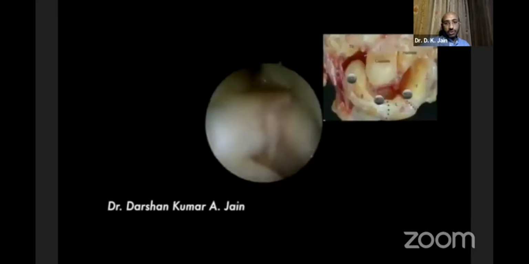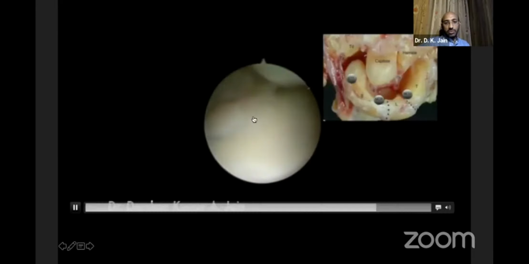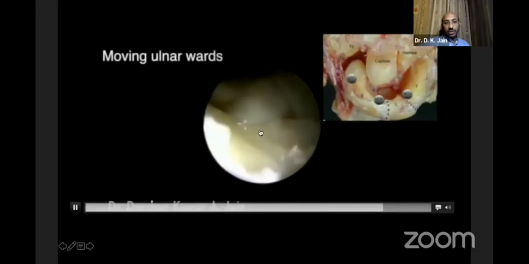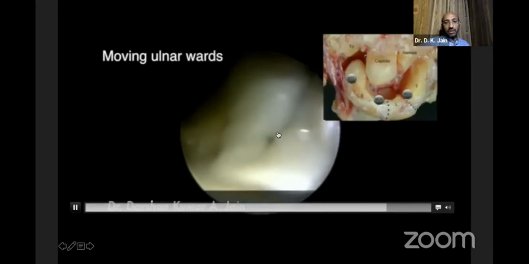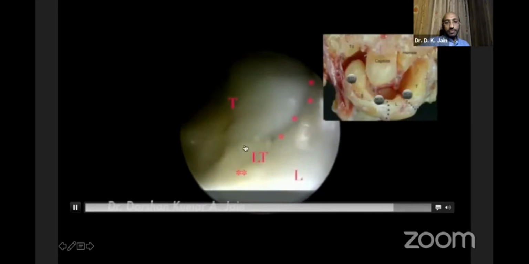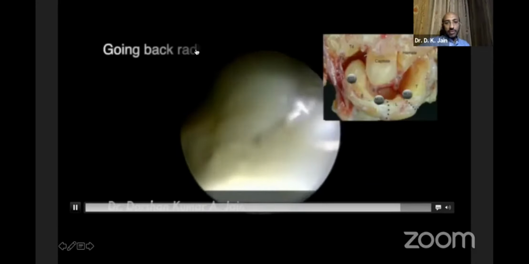So once you introduce your scope, that's the capitate and the hamate, what you saw. You withdraw your scope because you were quite deep inside. So next, you visualize the scapholunate interosseous ligament, scaphoid and lunate. Then you go further. This is the LT interval, lunate, and that's the triquetrum. You could follow further to get the hamate view there.